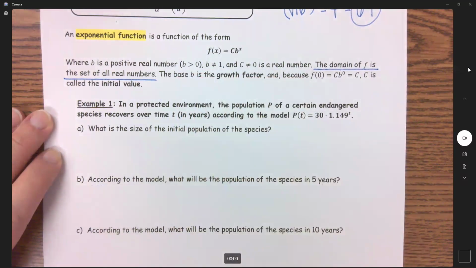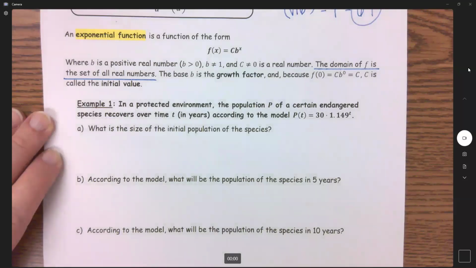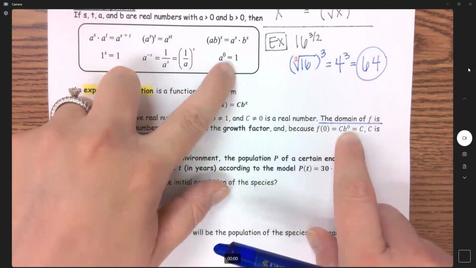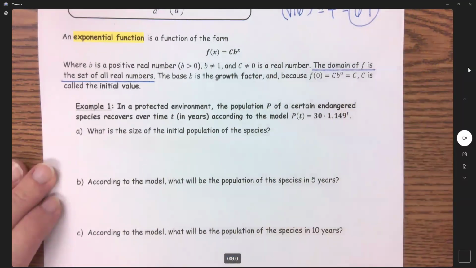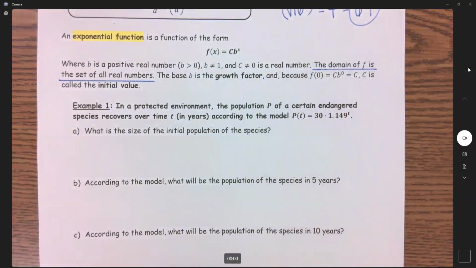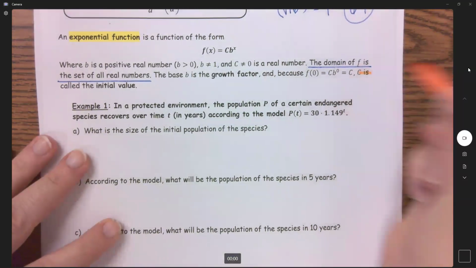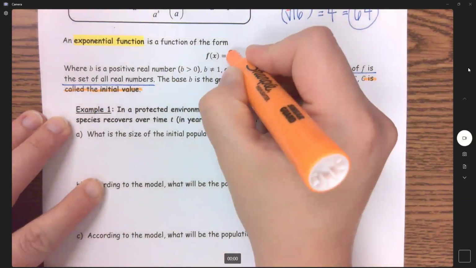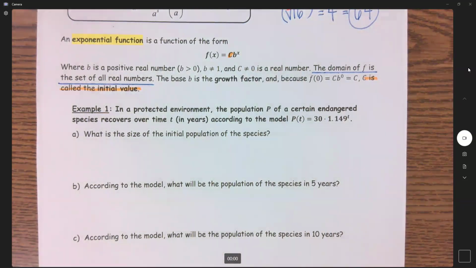I have underlined that the domain of the function is the set of all real numbers, so any and every exponential has a domain of negative infinity to infinity. The base b is the growth factor, and because f of 0 equals c times b to the 0, and anything to the 0 power is 1, that means it equals c. So what does that mean? C is called the initial value. So c is what's in front of that exponential portion. That exponential portion of this is b to the x power.